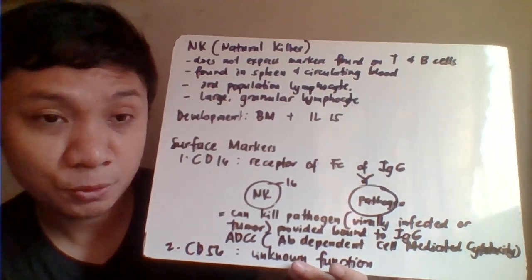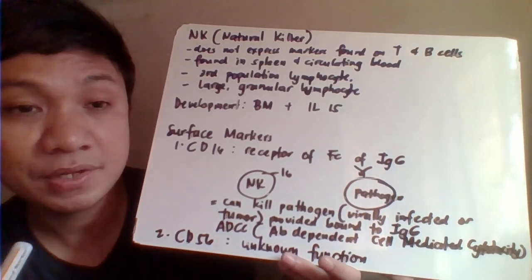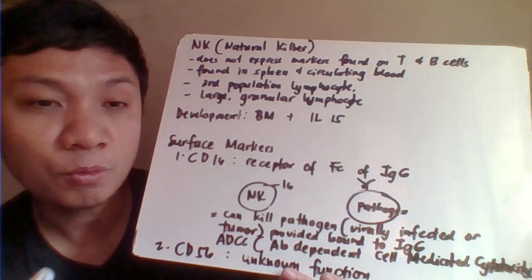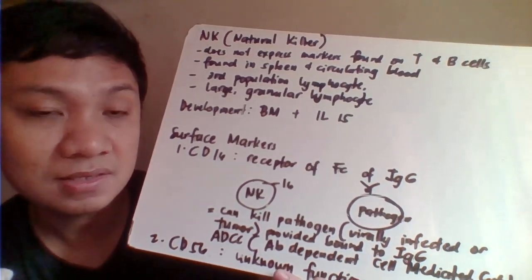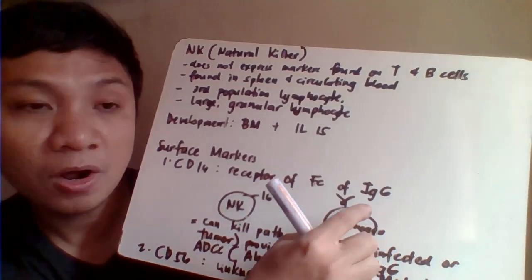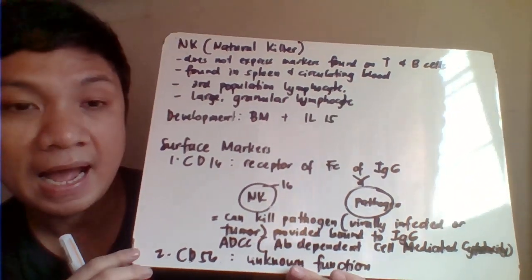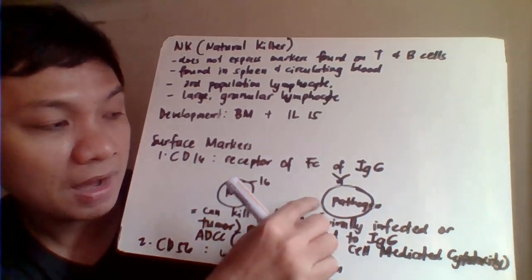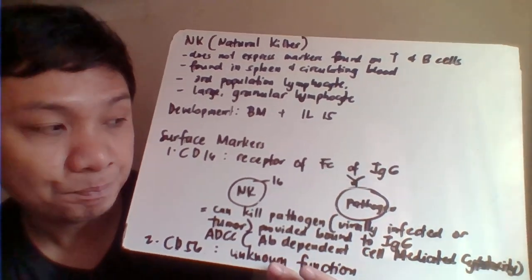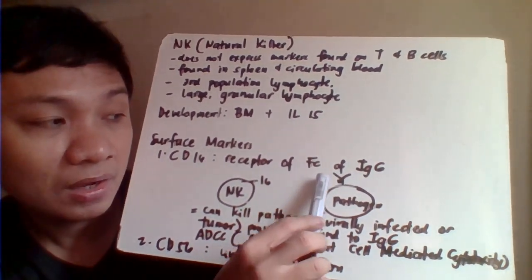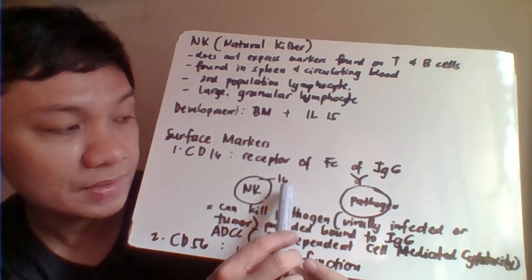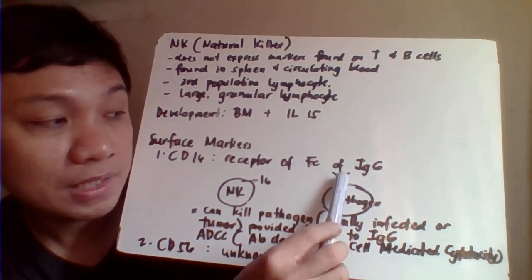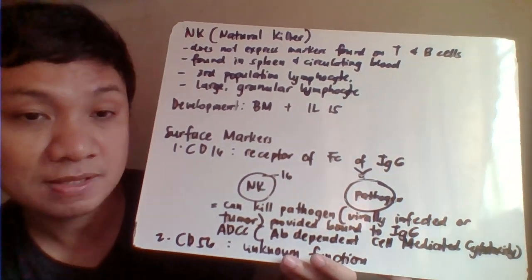It can kill your tumor-infected cell. It can also kill your virally infected cell, provided, however, that your tumor-infected cell or your virally infected cell is being coated by your opsonin, in the form of your IgG antibody. Because again, our NK cannot recognize the pathogen through the CD16 if you have no IgG antibody, because the CD16 surface marker has a receptor for the Fc portion of our IgG antibody.